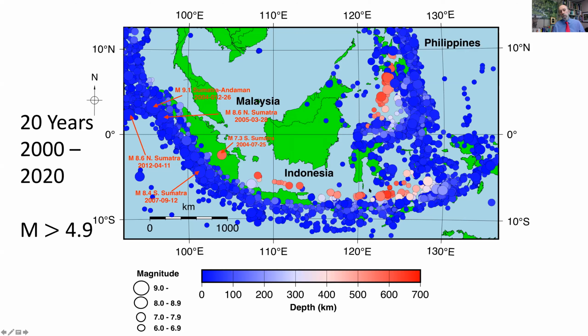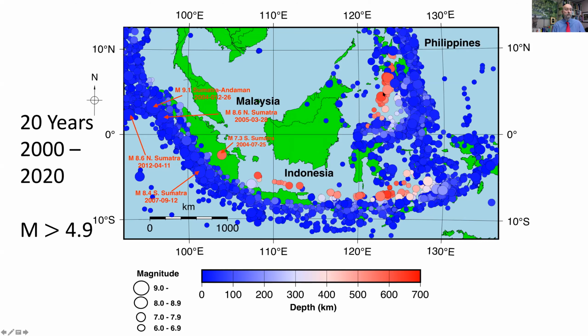Deep earthquakes don't occur everywhere. There are more blue earthquakes than red, and this is an interesting pattern, that they are abundant under the Banda Sea, less abundant under Java, and pretty rare under Sumatra. In contrast, we have many of these earthquakes beneath the Celebes Sea.